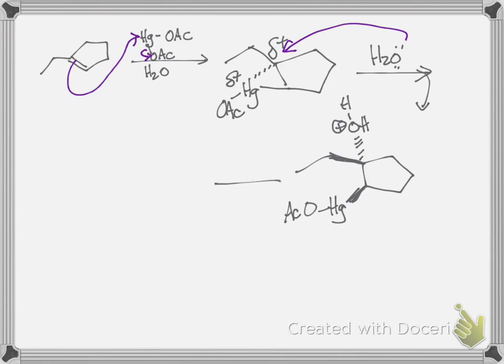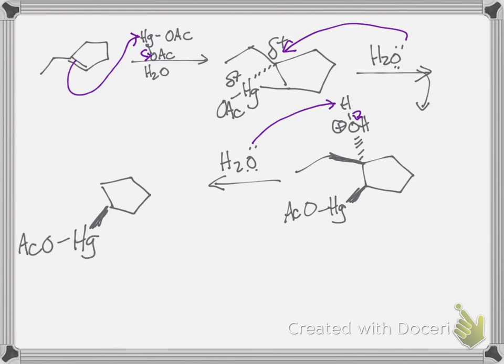The next step is deprotonation of this protonated intermediate to give us a neutral intermediate. So now I have a net anti-addition of mercury and OH to my unsymmetrical alkene.